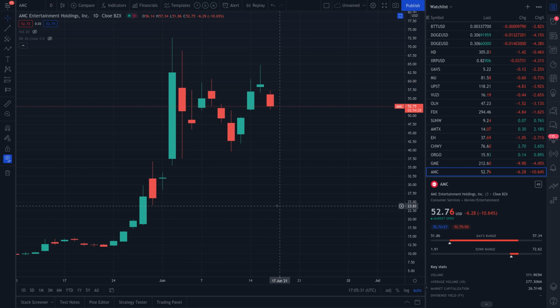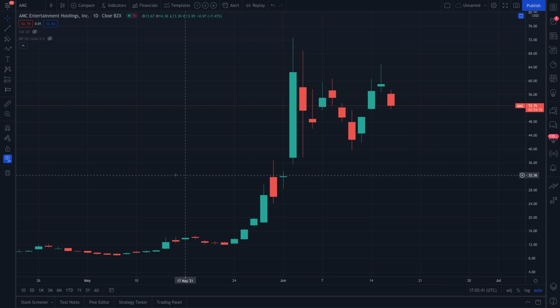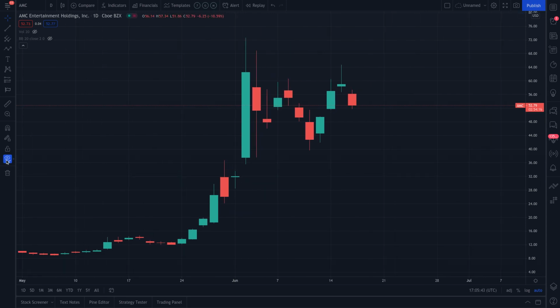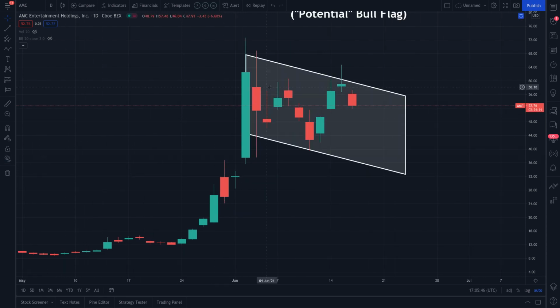All right, so today's June the 16th, 2021, and the current price of AMC is $52.76. That's slightly down, approximately 10.6% for the day. Here's the bull flag, potential bull flag, I guess.